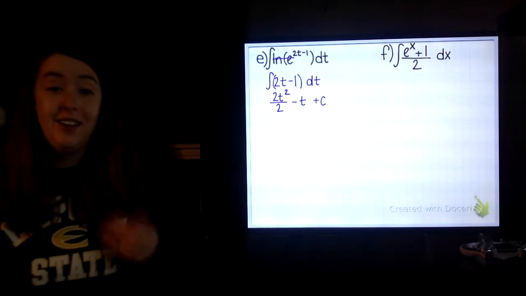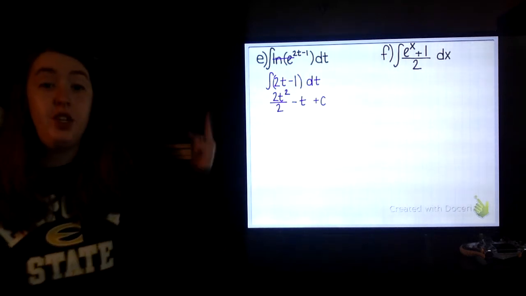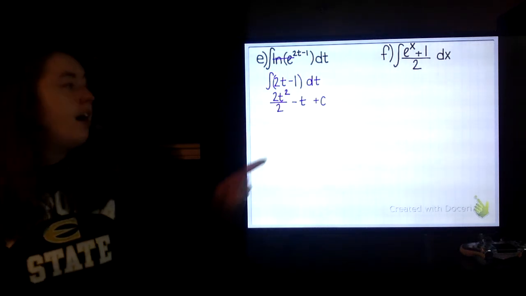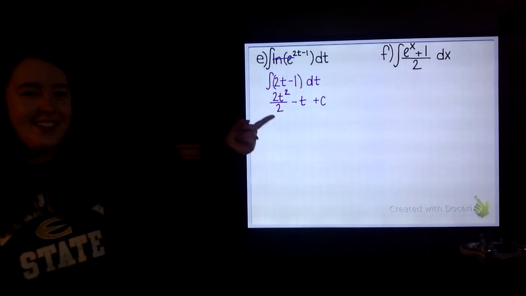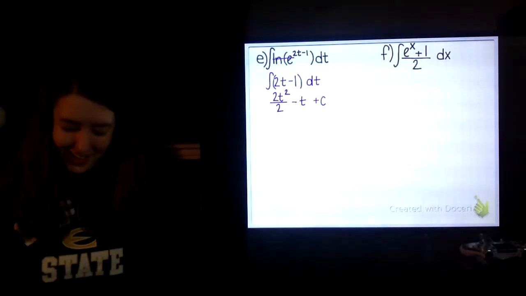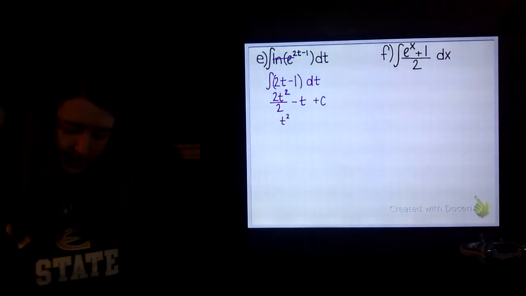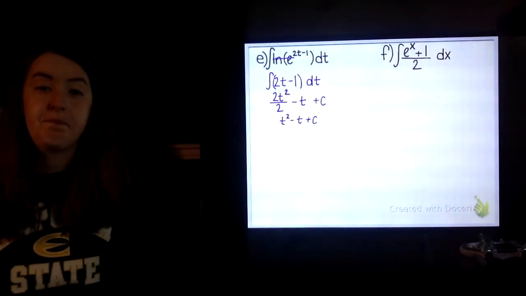Now, honestly, it hurts my heart. You don't have to go through and simplify. If you're going to have to use the integral for something, I would absolutely simplify. But the 2t squared over 2, it hurts too much to keep it like that. I'm going to simplify it. So now we have t squared minus t plus c.